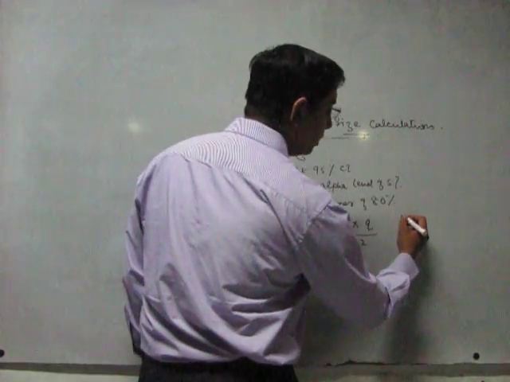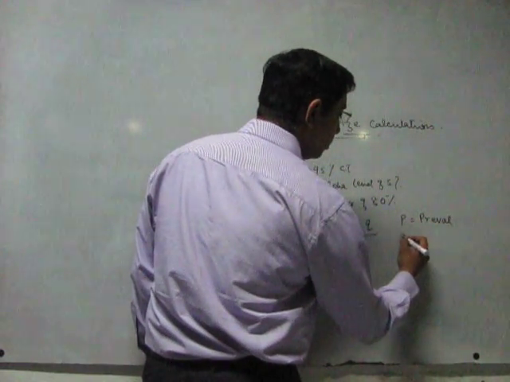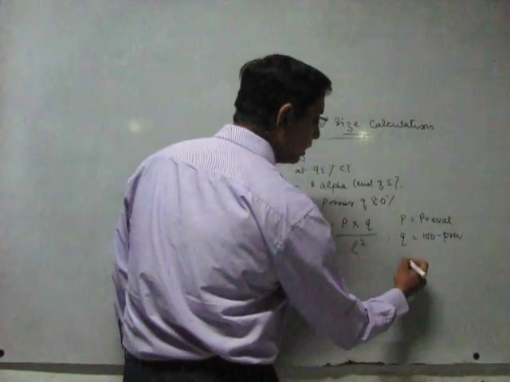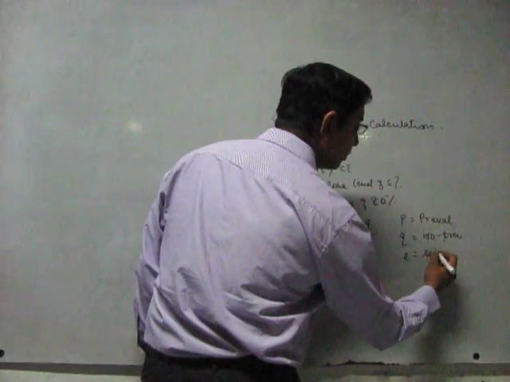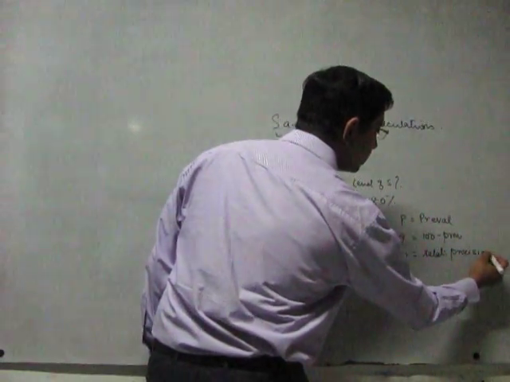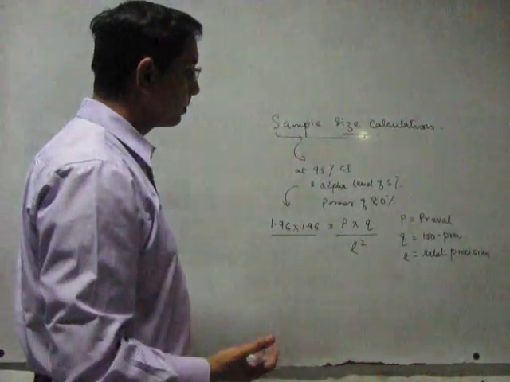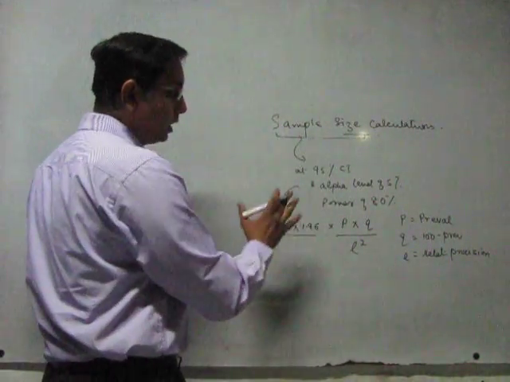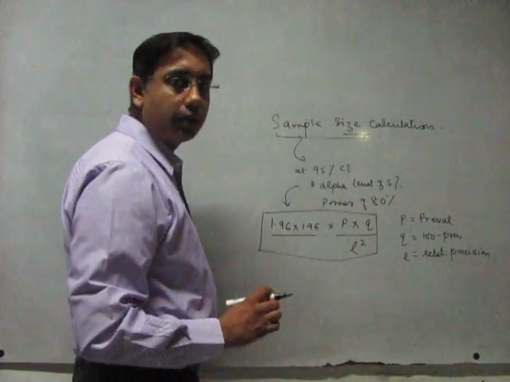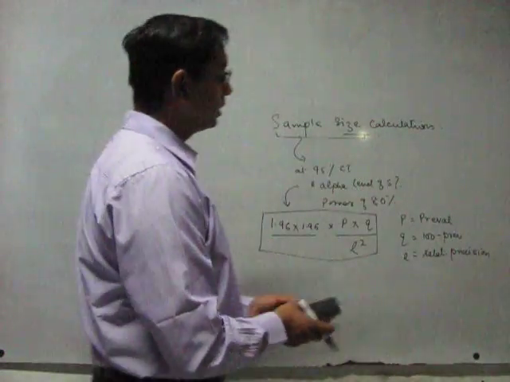What is P? P is equal to the prevalence of the disease. Q is equal to 100 minus prevalence of the disease, and L is equal to the relative precision. It is the allowable error that you can have while calculating the sample size. So this is a general formula for any sample size calculation that can be asked in your exam. You need to be well versed with this.